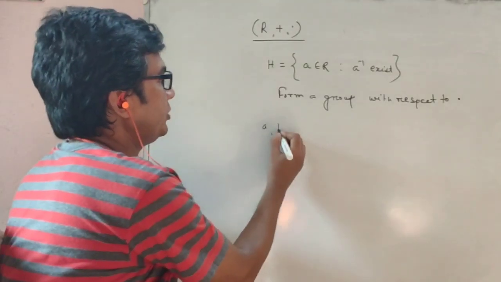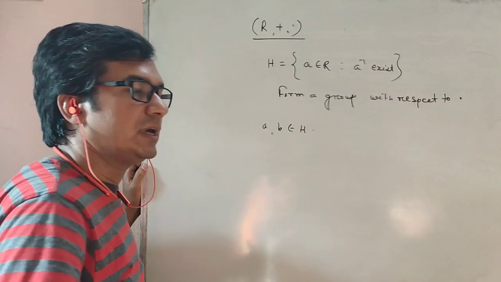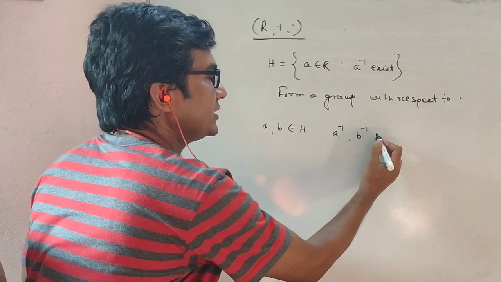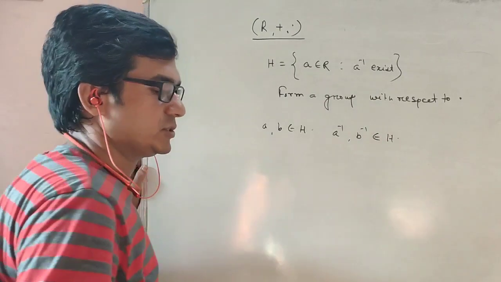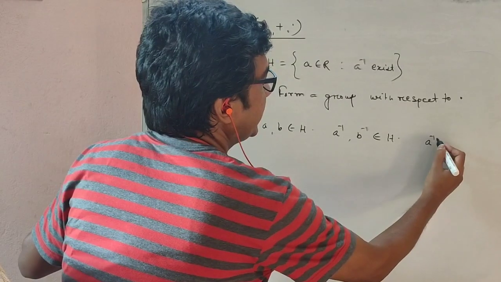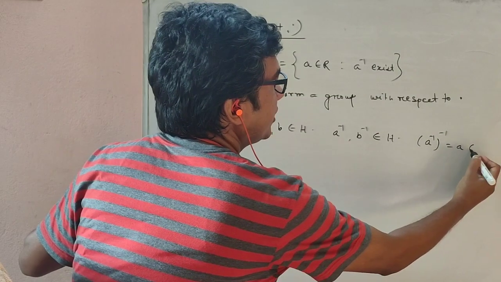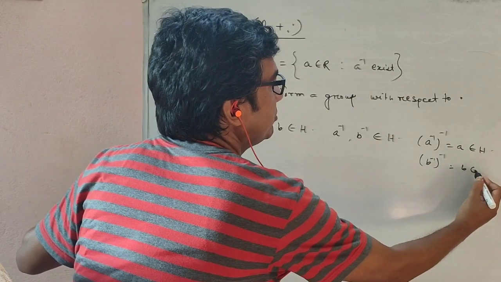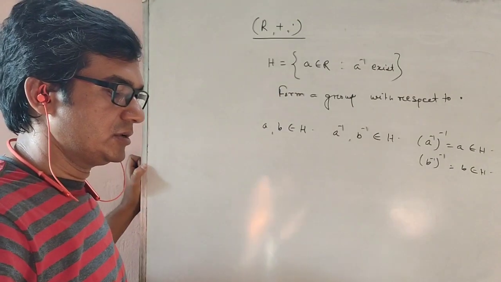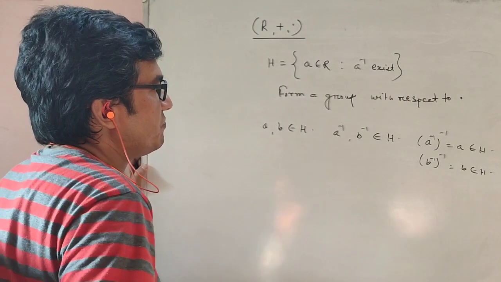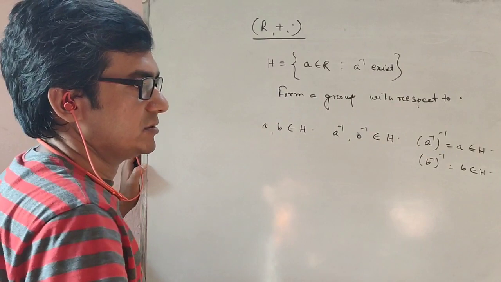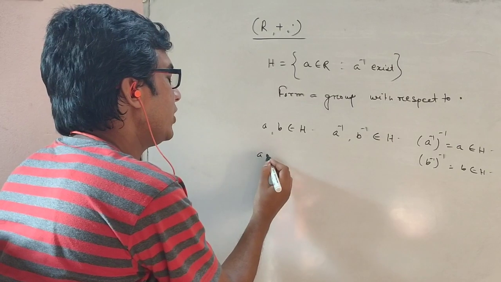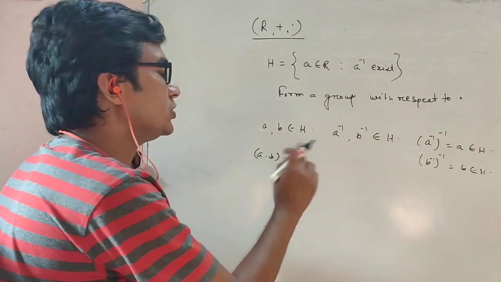Let A and B belong to H. Then A inverse and B inverse exist, and these also belong to H, because we know that A inverse whole inverse equal to A belongs to H, and B inverse whole inverse equal to B belongs to H. Now we have to show A dot B belongs to H to show the closure property of H.